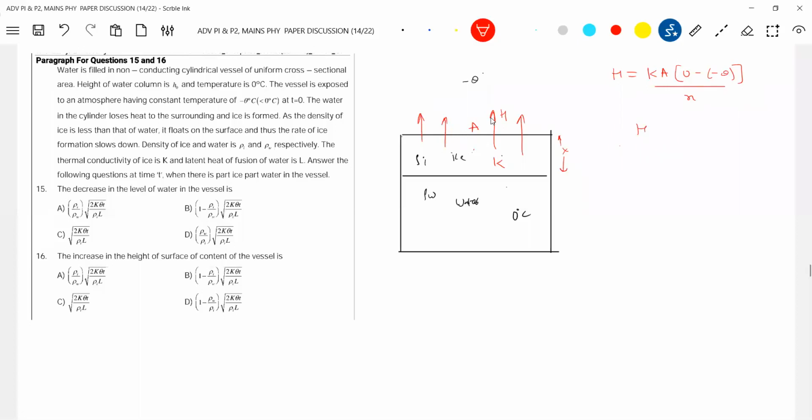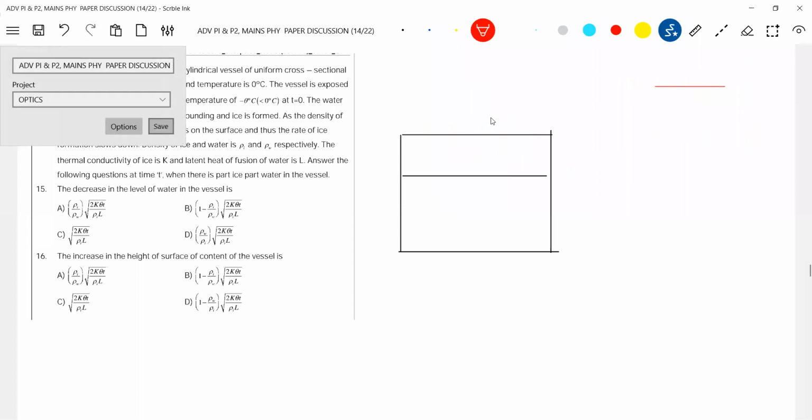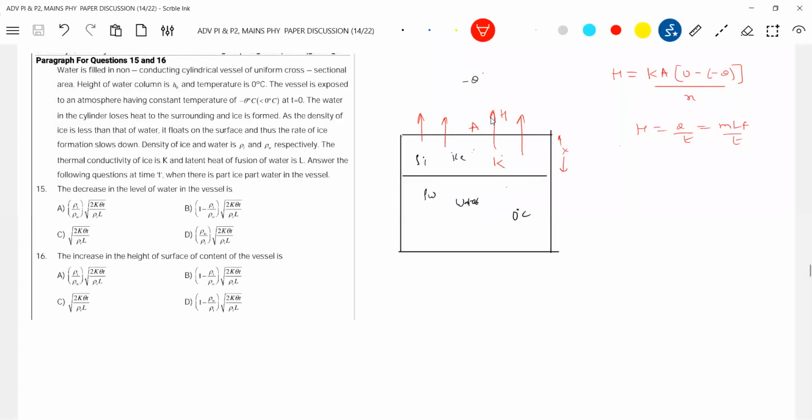I'll write one more equation: H equal to Q by T, so this will be M L F by T. Equate and solve it now. What is M? M you should write as density of ice into area of cross section into dx. Then you should integrate to get the expression for thickness of ice with time. That is what you are supposed to apply here.